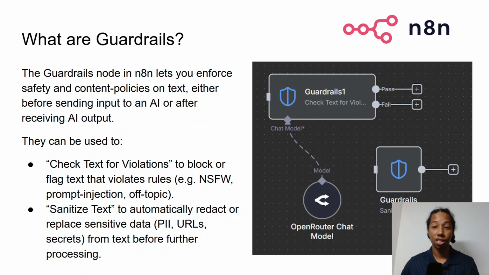And at the moment, we have access to two nodes. The first node is the check for violations, which looks something like this one right here. And what it does is it blocks or flags text that violates rules. For example, NSFW, not safe for work content, prompt injection, or maybe off-topic content. And the second node is the Sanitize text node, which is used to automatically redact or replace sensitive data, including PII, also known as personal information, URLs, or secrets, before further processing.